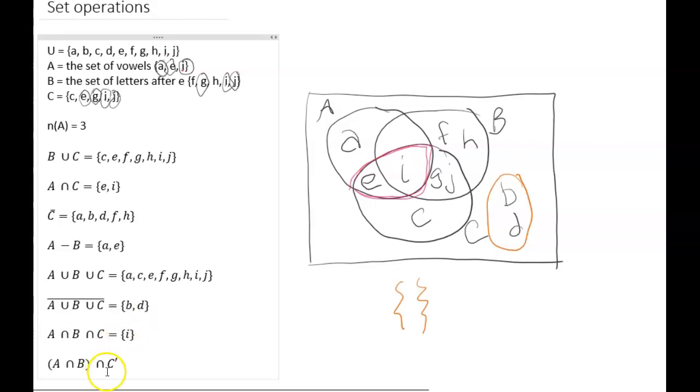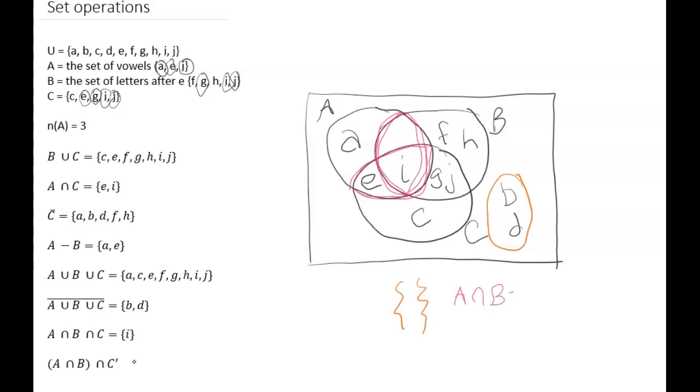Last one here, A intersect B intersect C complement. Well, let's see. A intersect B, A and B intersect here, and the only thing in the intersection is I. This is sort of an in-between step. A intersect B, and that's just I is the only thing in there.